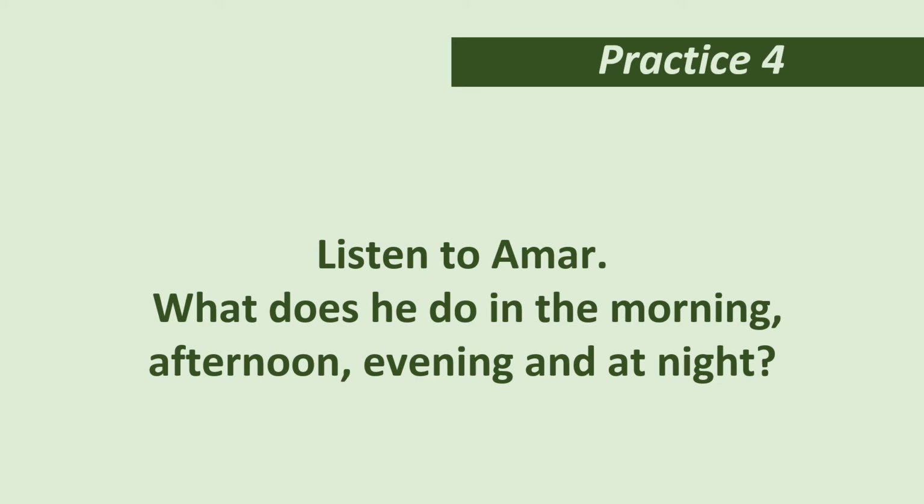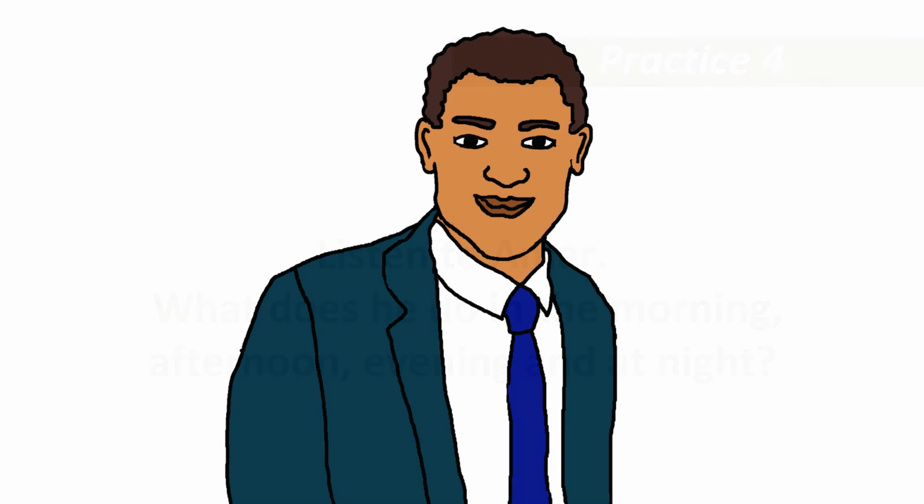Listen to Amar. What does he do in the morning, afternoon, evening, and at night? I watch TV in the morning. I watch the news. I eat breakfast in the morning. I play chess in the afternoon. I invite my friends to my house for lunch. I cook in the evening. I phone my friend in the evening. I listen to music at night. I pray in the morning, afternoon, evening, and at night.